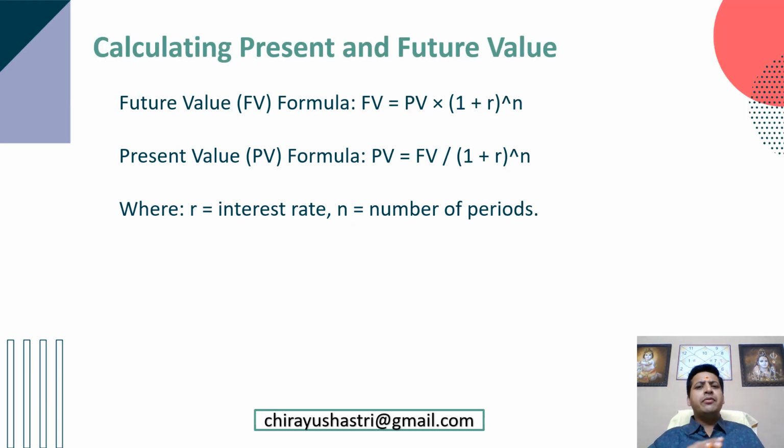So moving further, we'll take the formula for calculating present and future value. The future value formula is: future value is equal to present value multiplied by, in bracket, 1 plus r, raised to n, where r is your interest rate and n is the number of periods. In the same way, if you want to calculate present value, then the formula is future value divided by 1 plus r, in bracket, raised to n. Again, r is the interest rate and n is the number of periods.